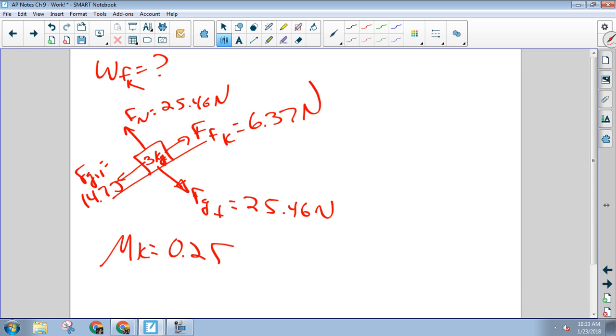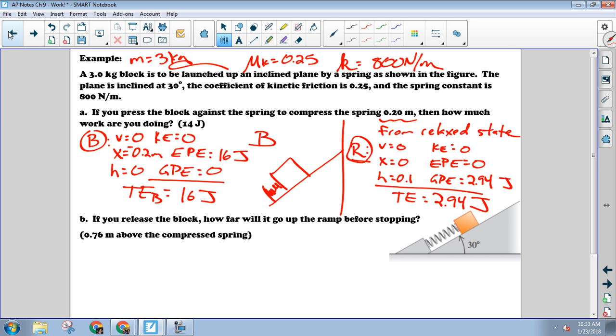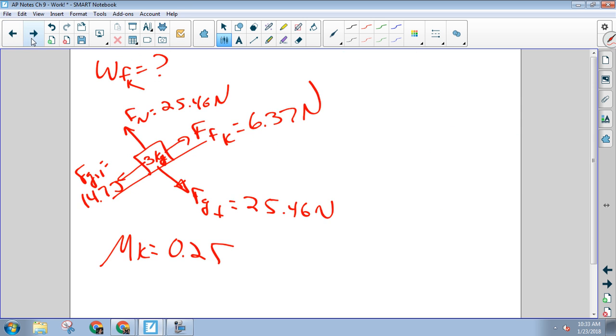Now, important to make sure you guys understand: why did I make friction going up the hill? Because between our relaxed state and the bottom, we're pushing it down the ramp, right? Does that make sense? All right, now, there is technically one other force in here.